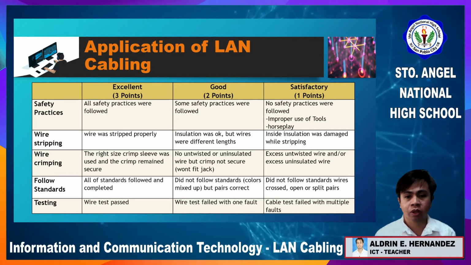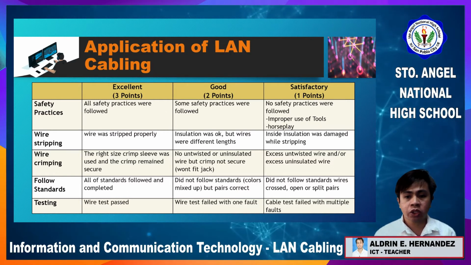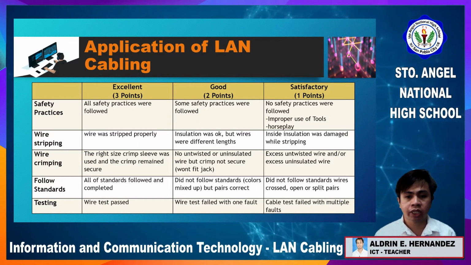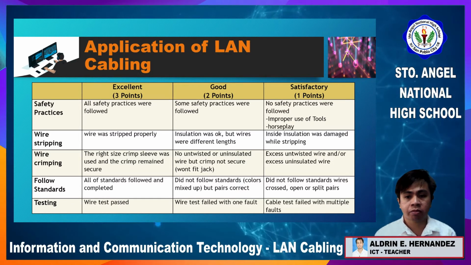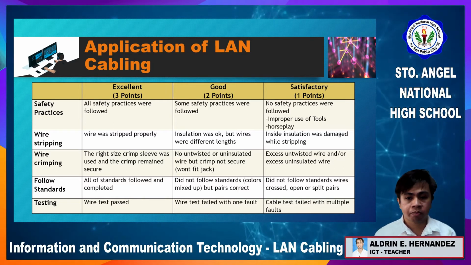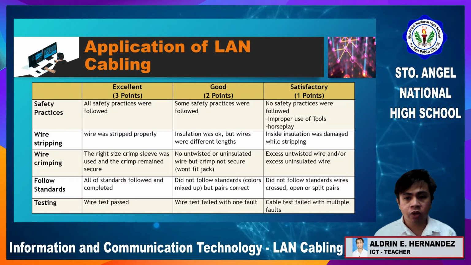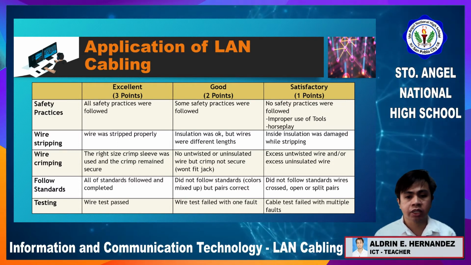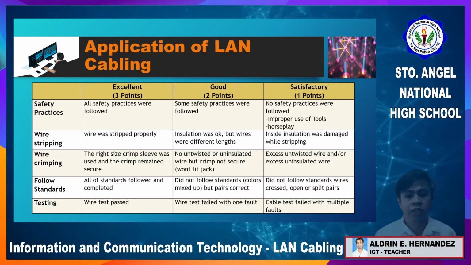Second one, wire stripping. Maximum points, 3 points. The edge of the insulation rubber must be clean. Third one, wire crimping. 3 points. The wire must be straight in cut. Number 4, follow standards. Maximum points is 3 points. Follow the proper arrangement of color codes. Last one, testing. Maximum points is 3 points. The LAN cable is functional.